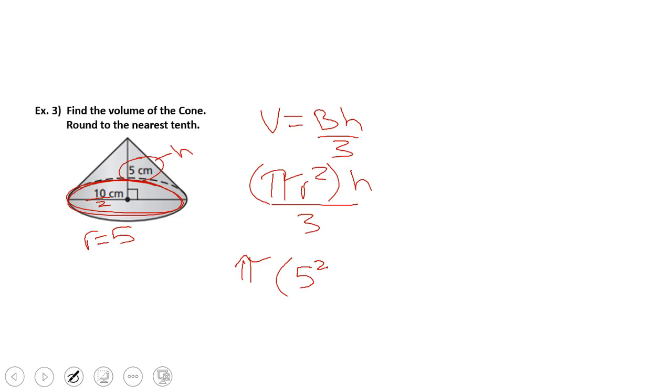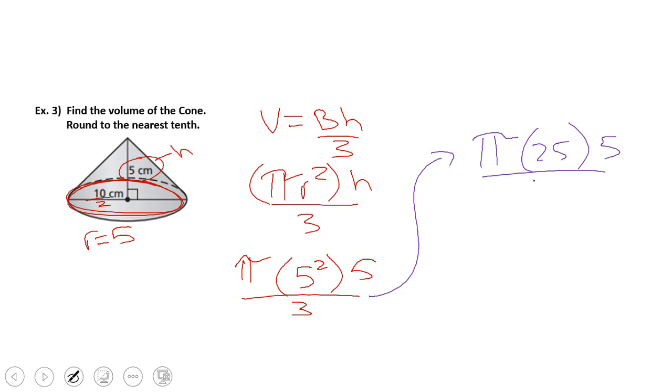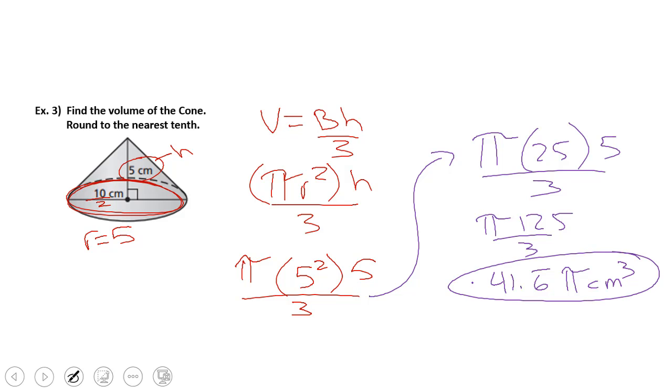So now I got to come down here. It's so important to remember we must have the radius and not the diameter. So we always have to look at our base closely. Our height is 5, and again we're dividing by 3. And of course I want to simplify now. I have pi times 25 times 5 divided by 3. Still can't simplify that 3 out. So I have pi times 125 divided by 3, and 125 divided by 3 is 41.6 repeating. And that's pi, and that would be in centimeters cubed. That's our answer in terms of pi.